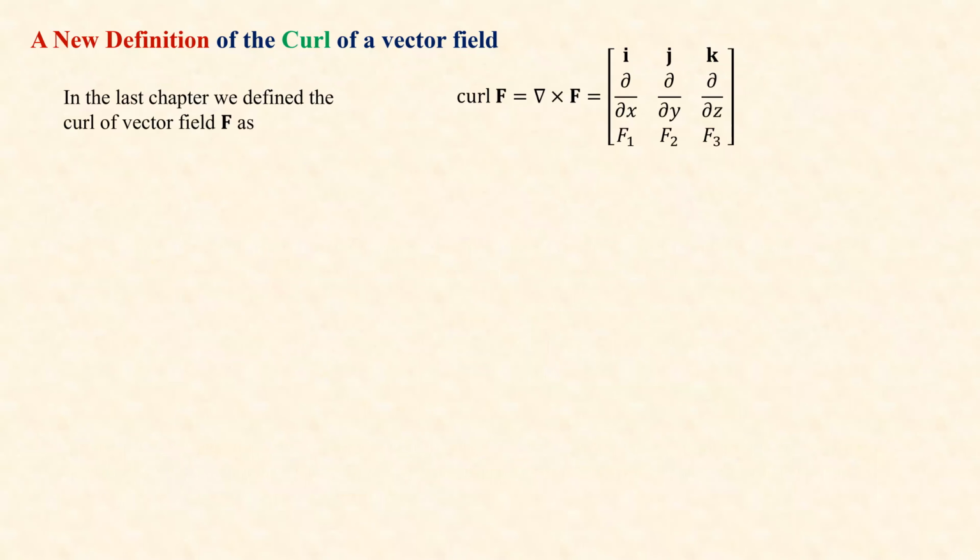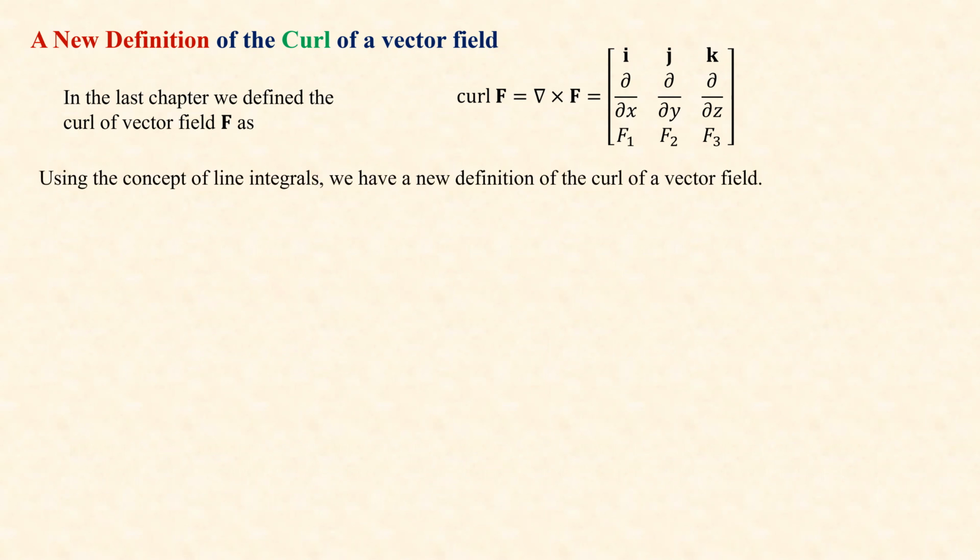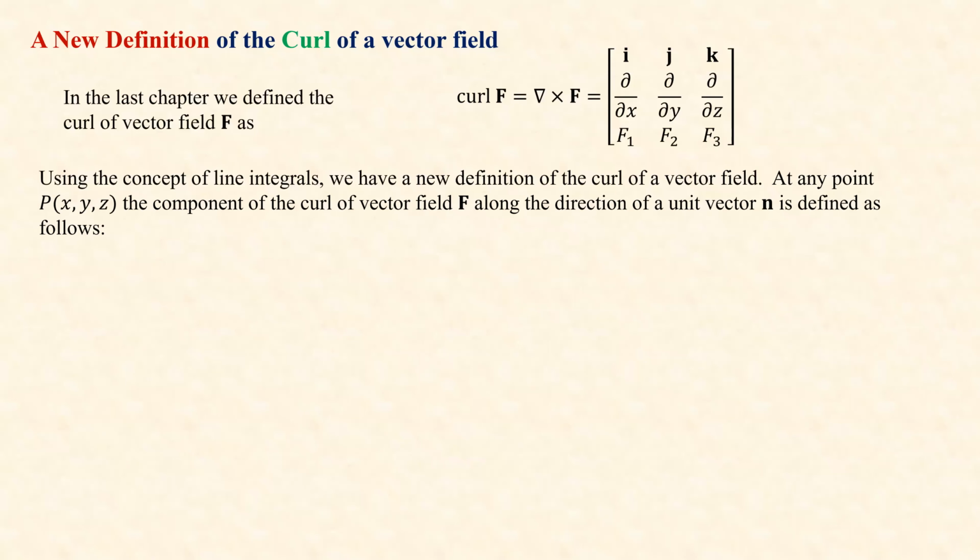So, new definition of curl of a vector field. So we have the curl previously defined like this, with the determinant of i, j, k, the partial derivatives, and the components of the vector. Using the concept of line integrals, we have a new definition of curl of a vector field.